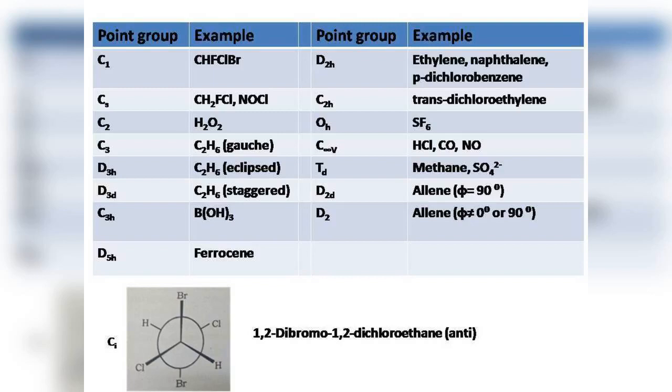ferrocene. Ci, 1,2-dibromo-1,2-dichloroethane anti conformation. D2h, ethylene, naphthalene, para-dichlorobenzene. C2h, trans-dichloroethylene. Oh, SF6. C∞v, HCl, CO, NO. Td, methane, SO4 2-. D2d, allene, where alpha is equal to 90 degrees. D2, allene, alpha not equal to 0 degrees or 90 degrees.